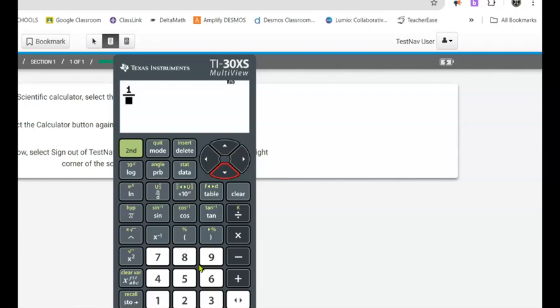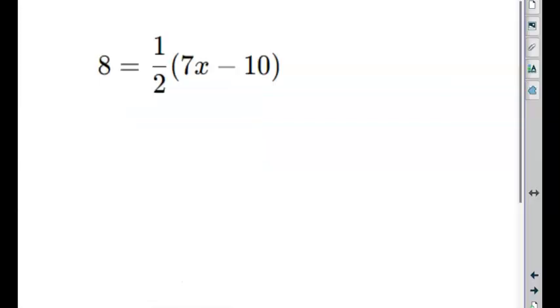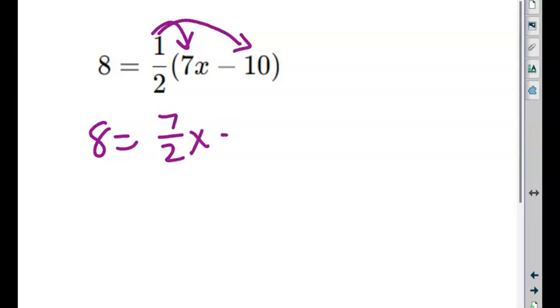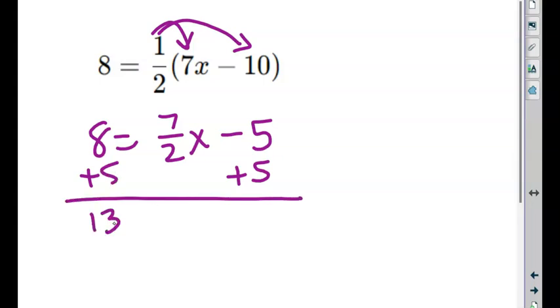And so if we want to multiply 1/2 times 7, then we can get that new fraction. So let's see here. We're going to have 8 is equal to 1/2 times 7x, which is 7/2 x, and then 1/2 times minus 10, which is negative 5. My next math move will be to add 5 to both sides. I'm going to get 13 is equal to 7/2 x.